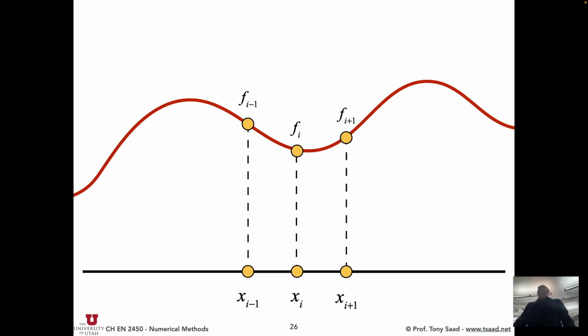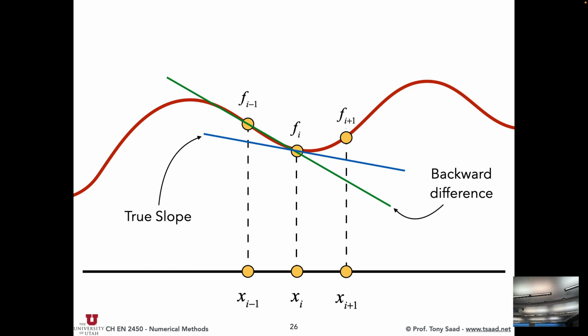Now, visually, if this is the true slope, the backward difference formula uses the point to the left of point i and gives you this approximation to the slope, okay? As compared to the forward difference, where it was using f(i plus 1) and f(i), so the slope was completely opposite to that one, okay?